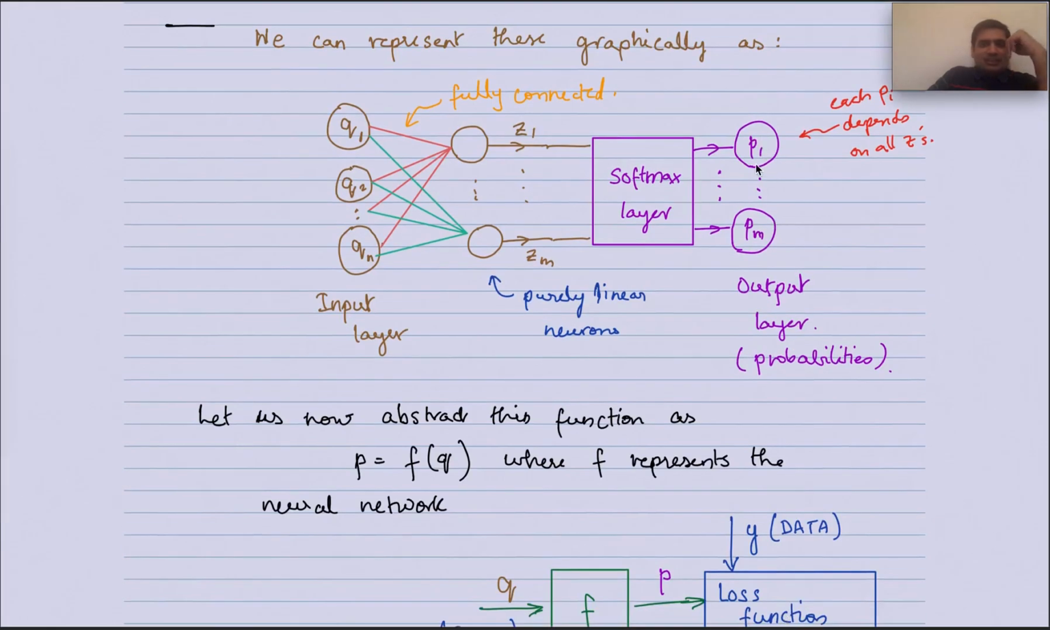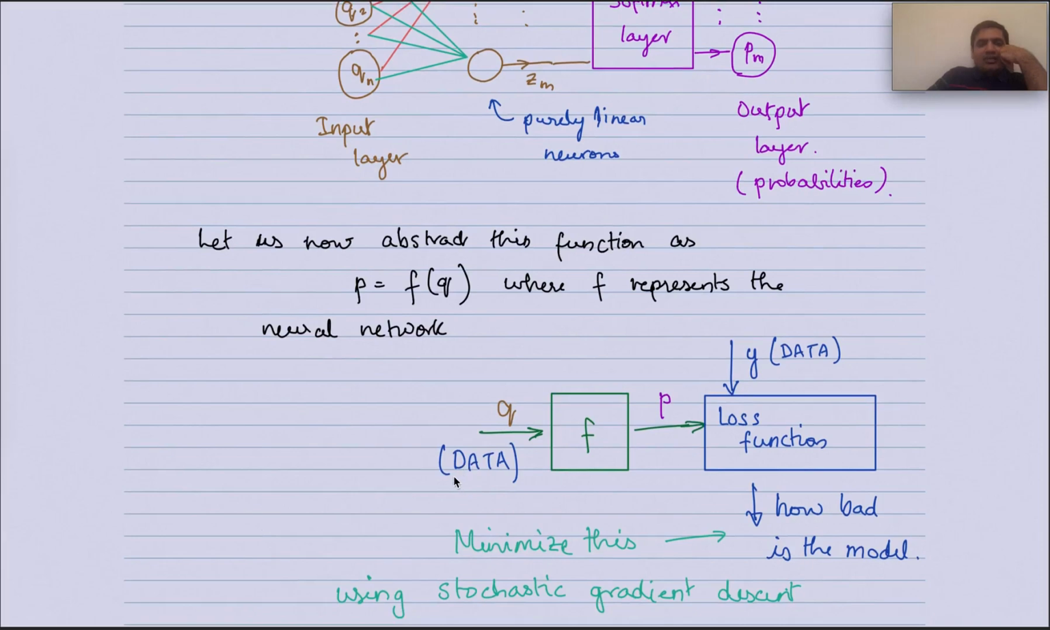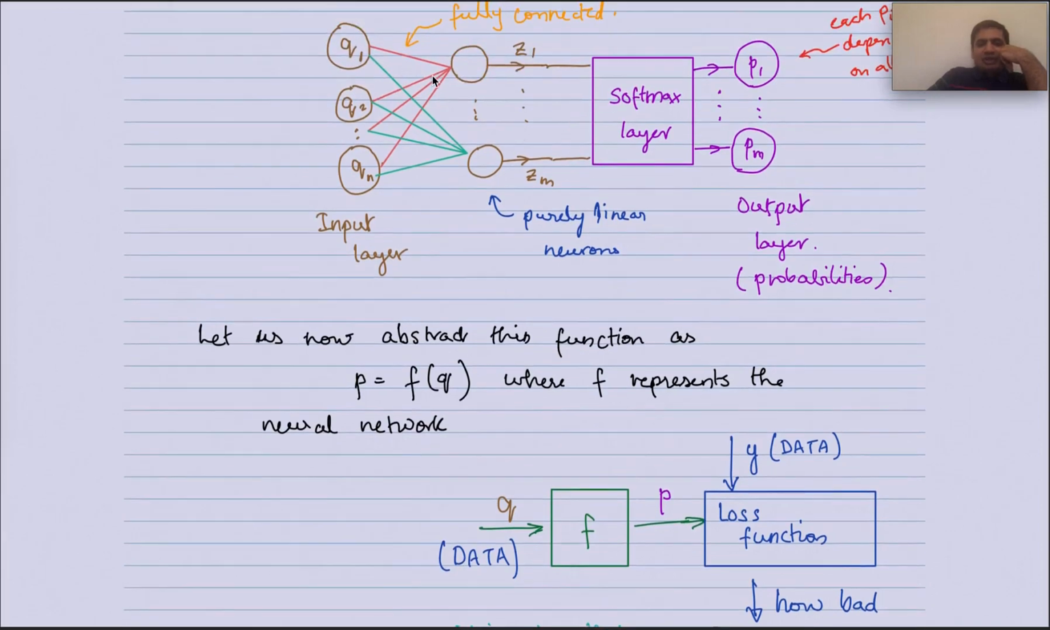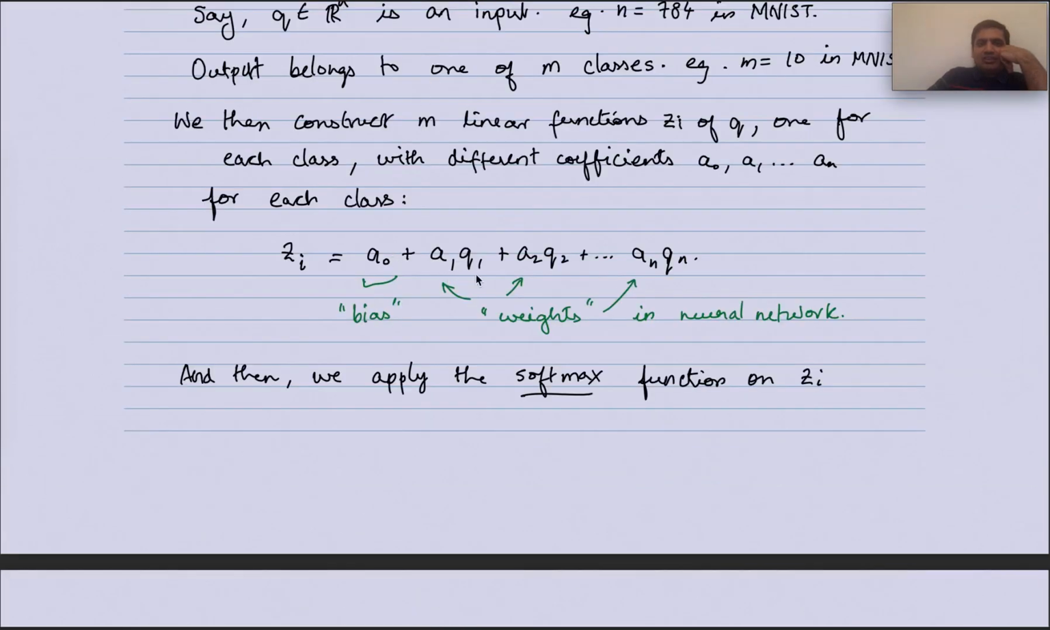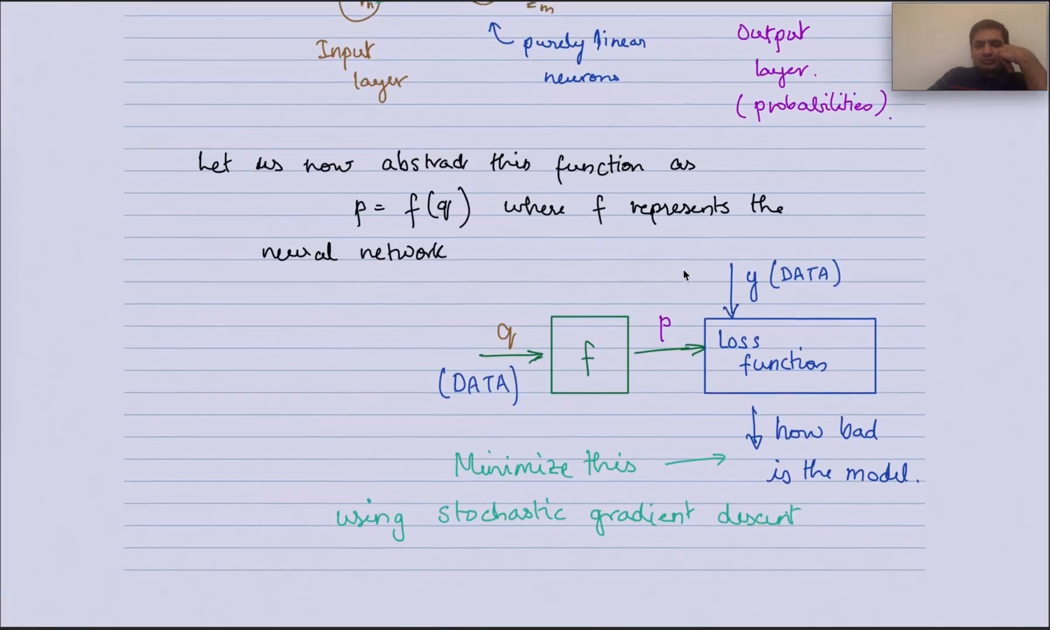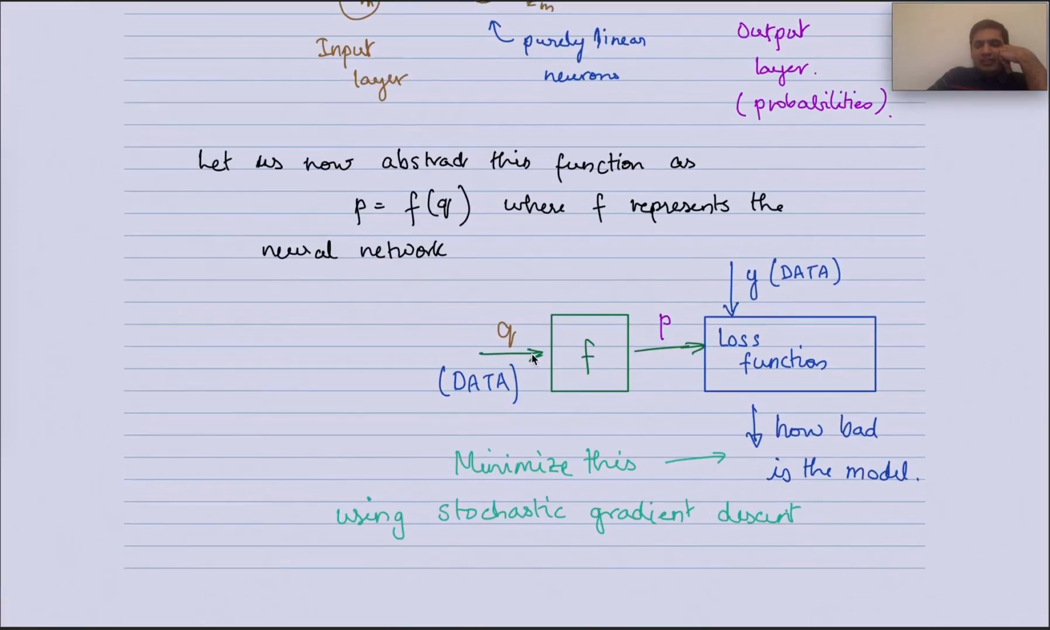Outputs that, given an input, it belongs to one of these M classes. So it's a function from Q to P, we can abstract this function as f of q, where f basically is the neural network, p equals f of q. And then we can train this neural network, which is finding all these coefficients, a0, a1, etc. Given an image, f acts on it to give you the probabilities.